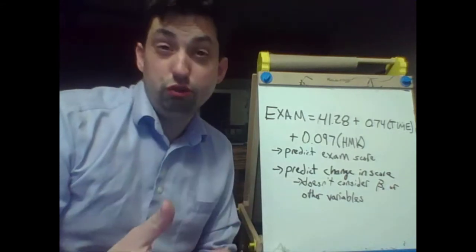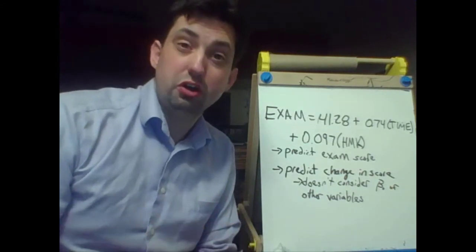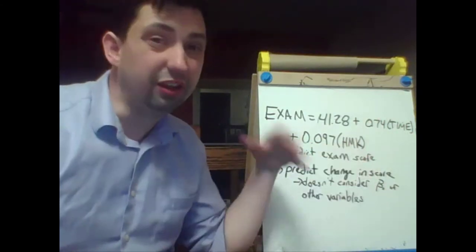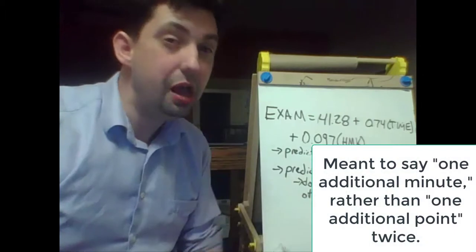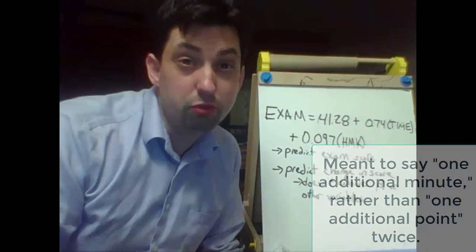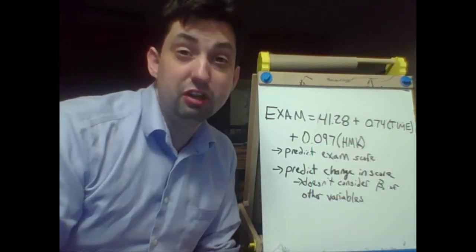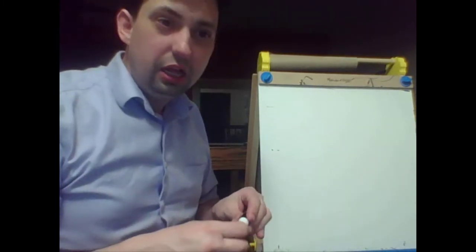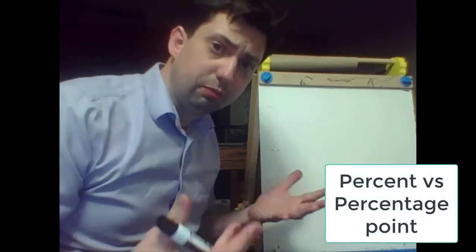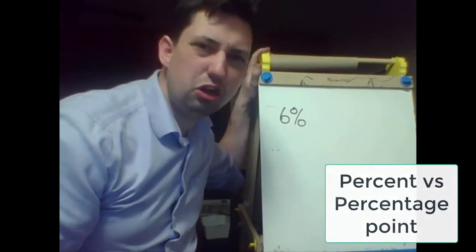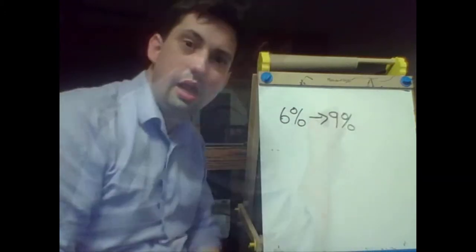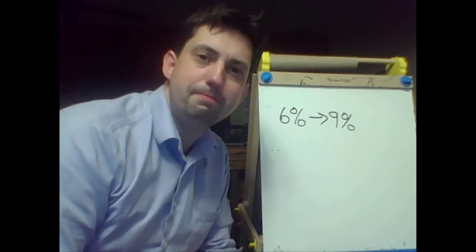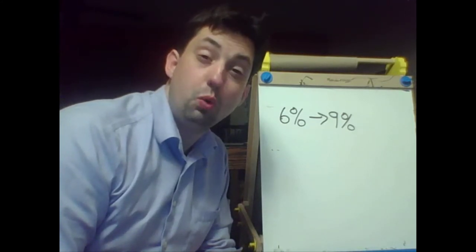because the language that you use changes based on if we are talking about a regular number, like something like time, homework, that's easy enough, one additional point. But it's a very different story if we're talking in terms of percent, if our independent variable is a percent or our dependent variable is a percent. Let's imagine the unemployment rate is 6%, and then it increases to 9%. How much was that increase? Go ahead and think about it. I'll wait.